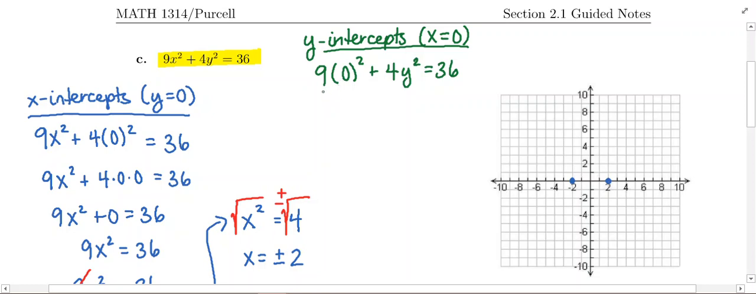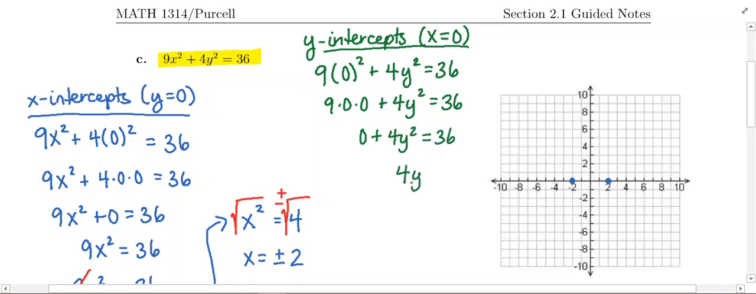All right, so this first piece, 9 times 0 squared, again, only the 0 is squared. So this is going to be 9 times 0 plus 4y squared is equal to 36. 9 times 0 is 0. And so this whole thing simplifies to be 4y squared is equal to 36. Okay, we need to solve this for y.